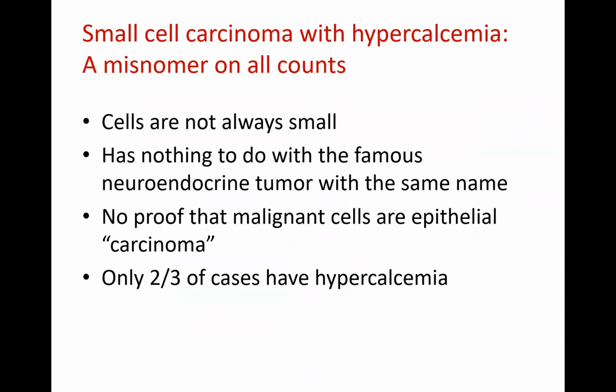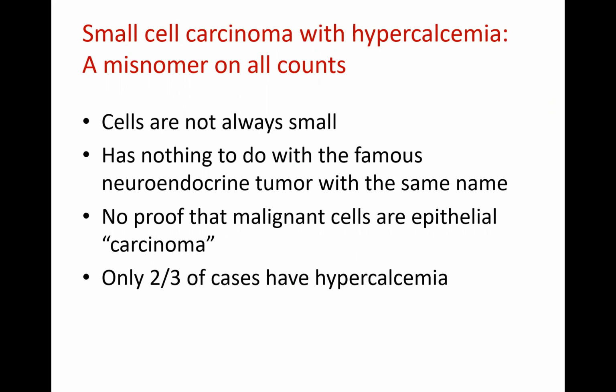I want to finish with this bizarre tumor that is called small cell carcinoma with hypercalcemia. It is included in this category because we don't know where to put it. So it is included with the sex cord-stromal tumors, but it is not sex cord-stromal, and it is a misnomer at all levels. It is called small cell carcinoma with hypercalcemia. Cells may not be small, so it's not small cell. But it has nothing to do with your neuroendocrine small cell carcinoma of the lung, because that just aggravates me so much when I see people trying to make a diagnosis of small cell carcinoma with hypercalcemia.